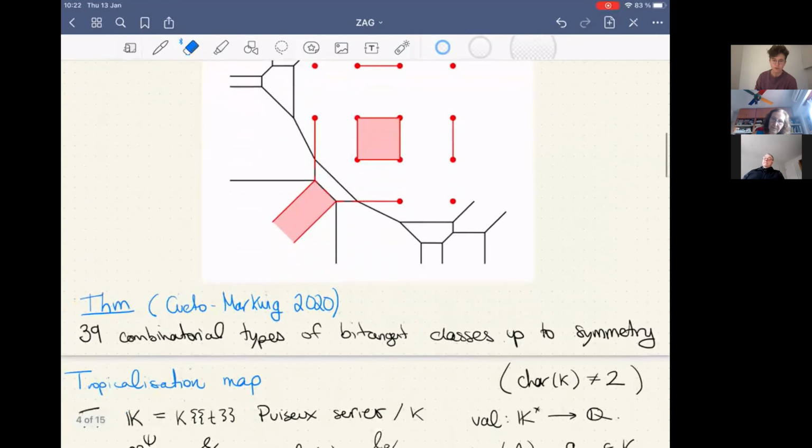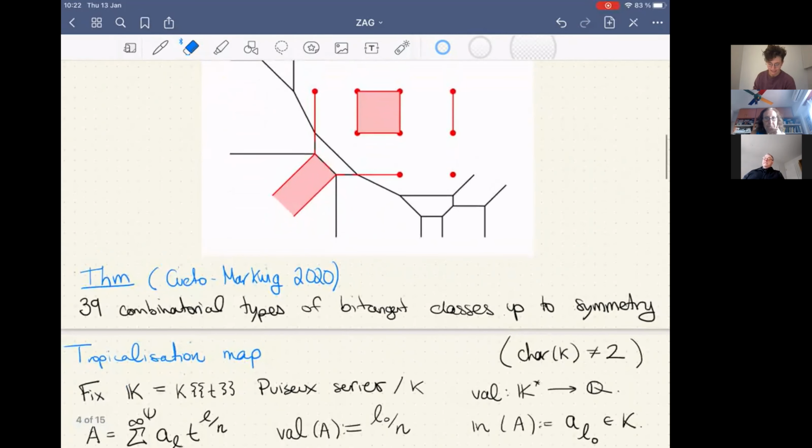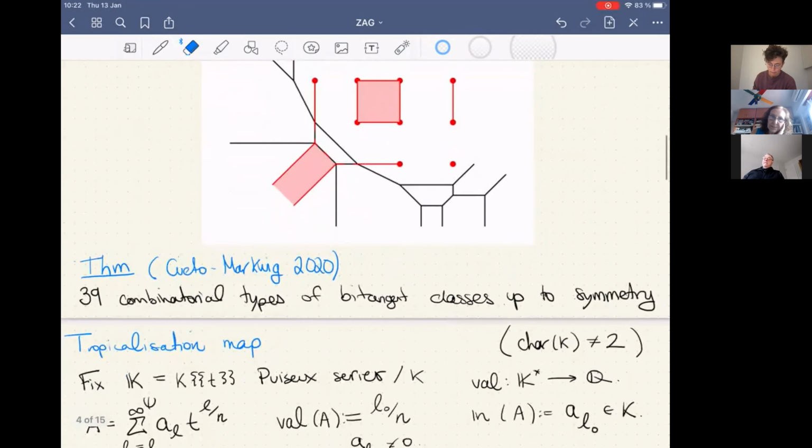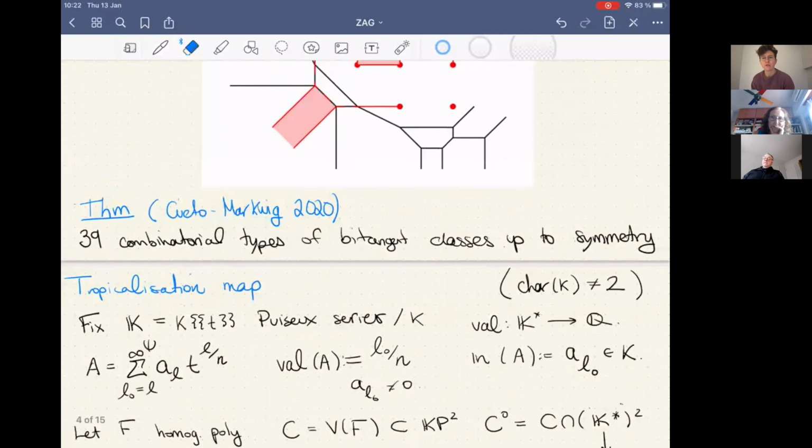So there is a connection between tropical curves and classical curves. And it comes via the tropicalization map. So I'll stick with a field little k not being of characteristic 2. And for this talk, I'll use the field of Puiseux series over the field little k.